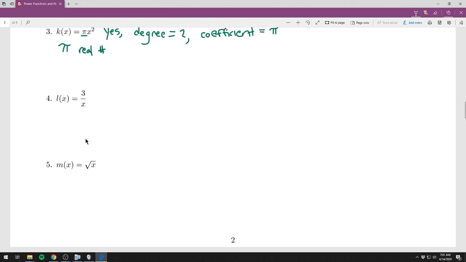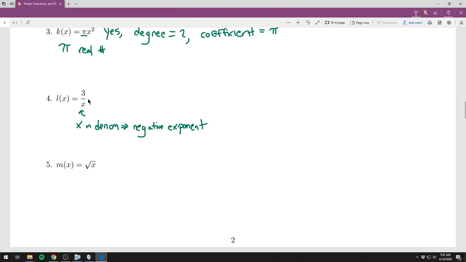So these last two here are the common ones that you don't want to say yes to. They are not power functions. 3 over x is not a power function. The main reason is simply you can't have an x in the denominator, because x in the denominator means it's a negative exponent. And we cannot have negative exponents for power functions.